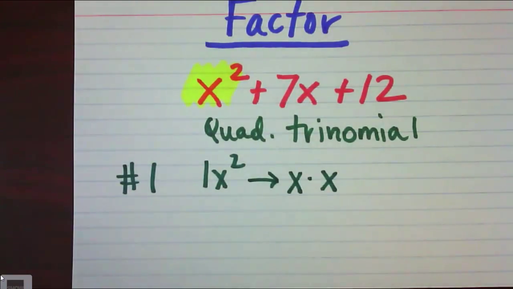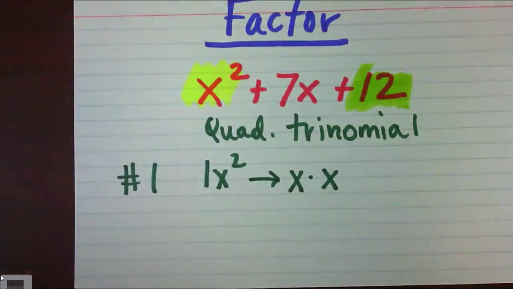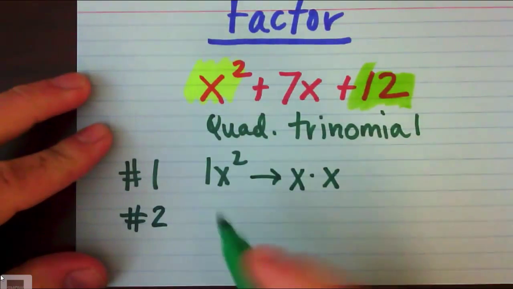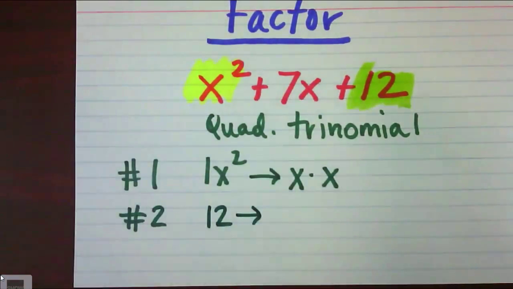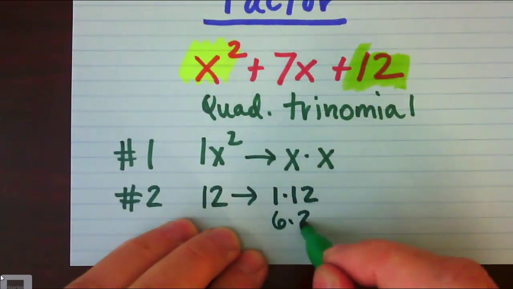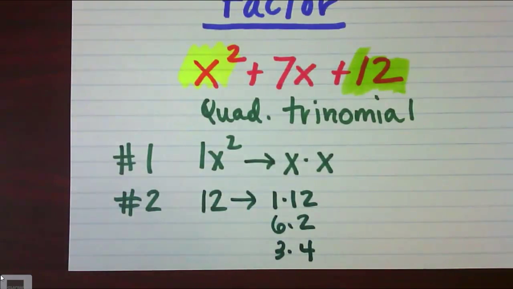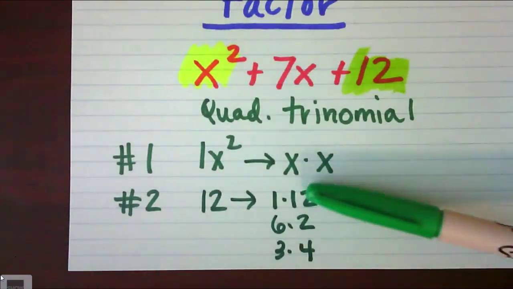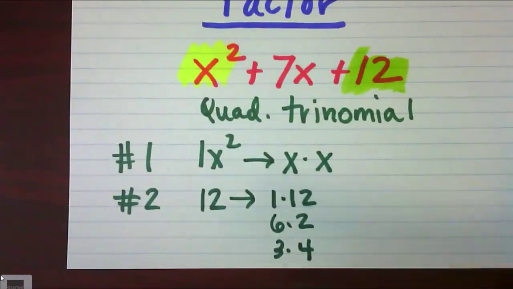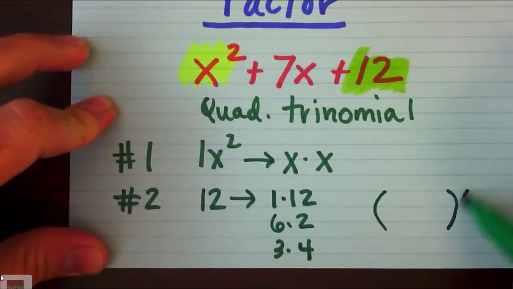Step number 2 says find all the multiples of the last term. Okay, well, I come over here. I look at the last term being 12. And step number 2 says what are all the ways to multiply to get 12? Well, there's a few. I could do 1 times 12. I could do 6 times 2, 2 times 6, whatever. Or I could do 3 times 4. And then what I want to do is to figure out which of these combinations would be used when I write my answer. If you look at note card number 12, it should be with 2 parentheses.